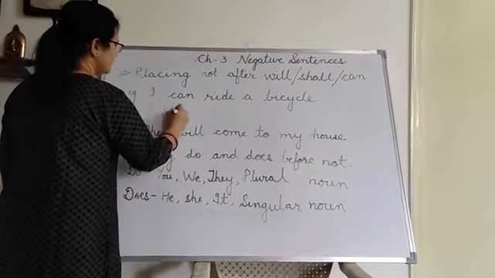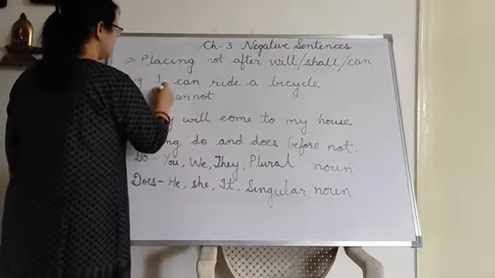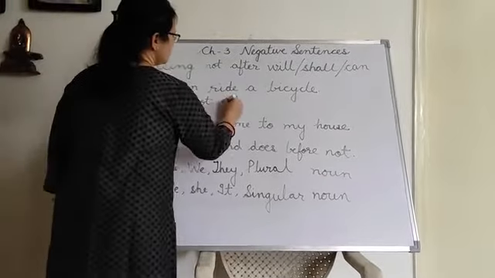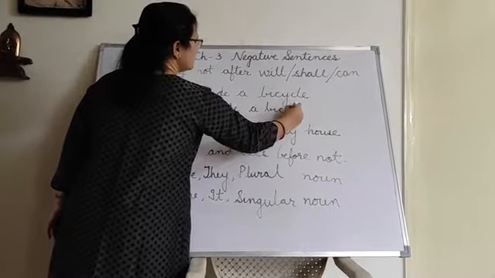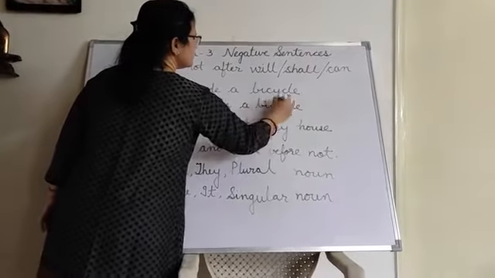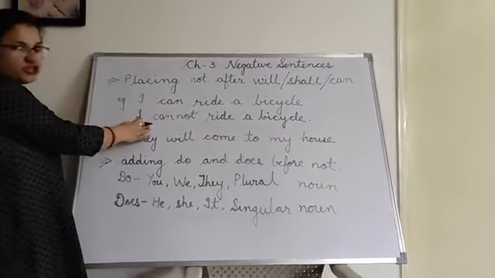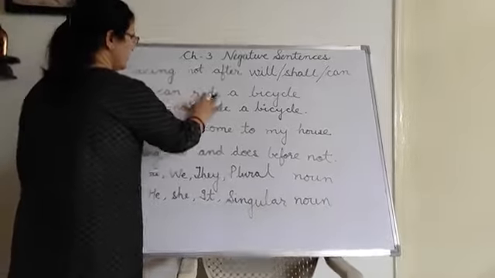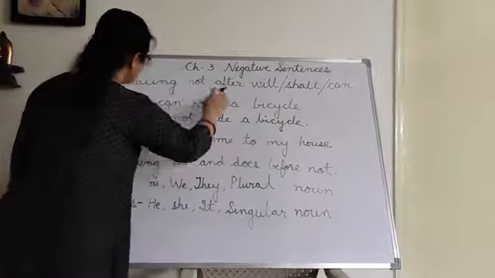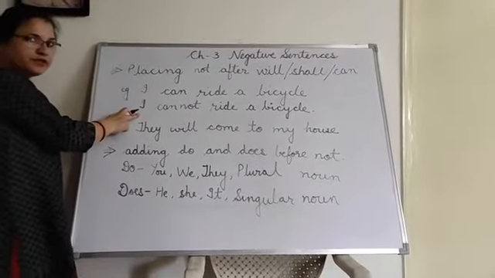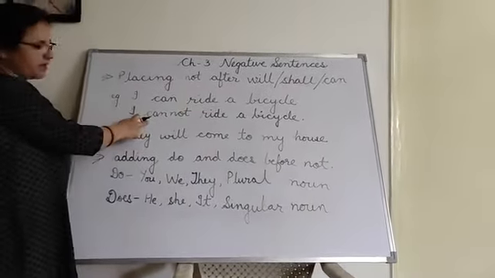I cannot ride a bicycle. And see, this positive sentence is changed into a negative sentence. I can ride a bicycle. I cannot ride a bicycle. So you have changed one positive sentence into a negative sentence by placing not after can.